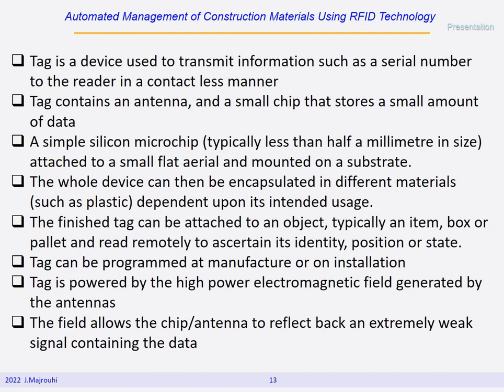Tag can be programmed at manufacture or on installation. Tag is powered by the high-power electromagnetic field generated by the antenna. The field allows the chip antenna to reflect back an extremely weak signal containing the data.